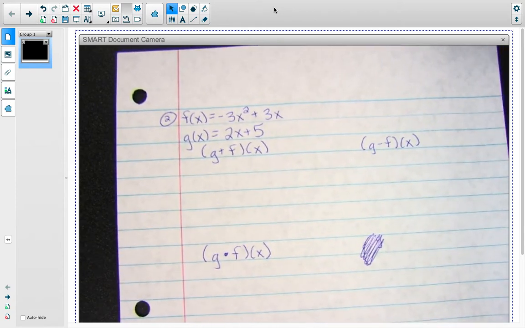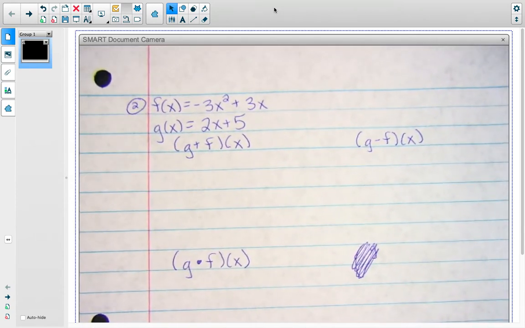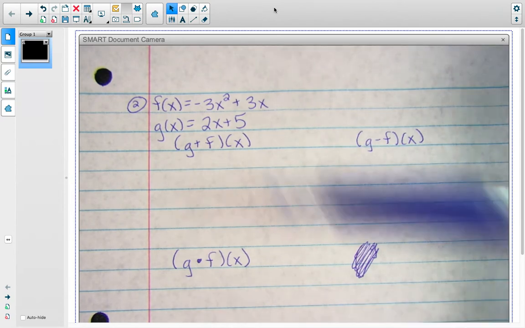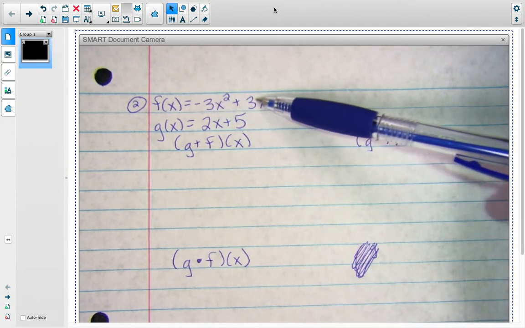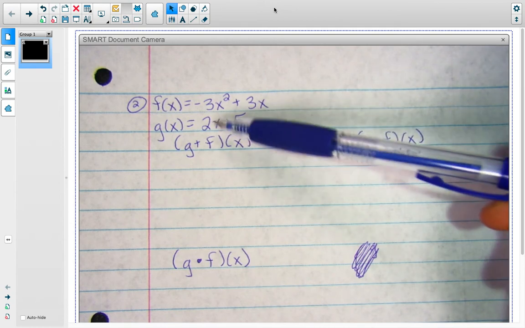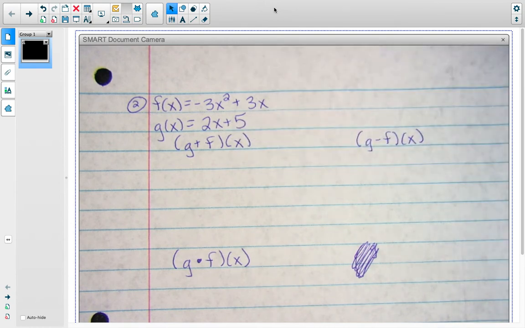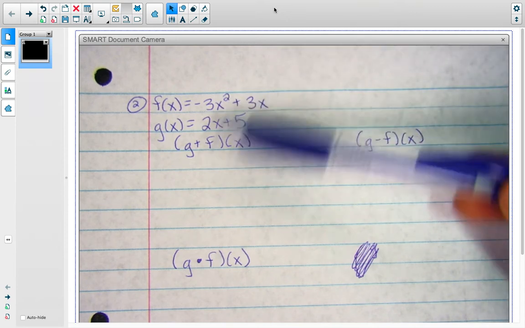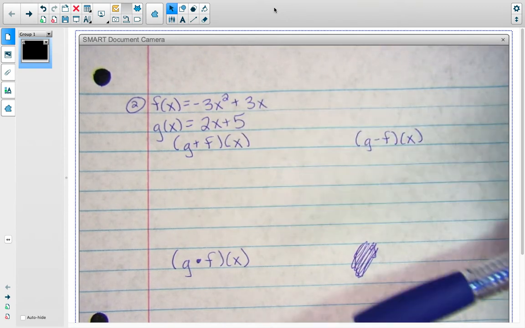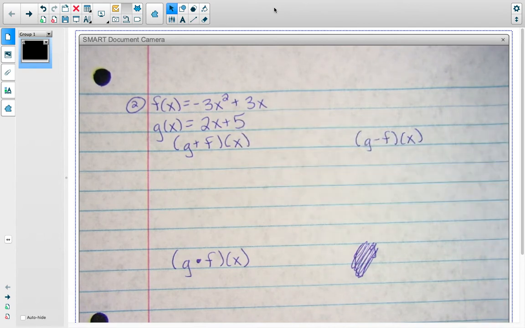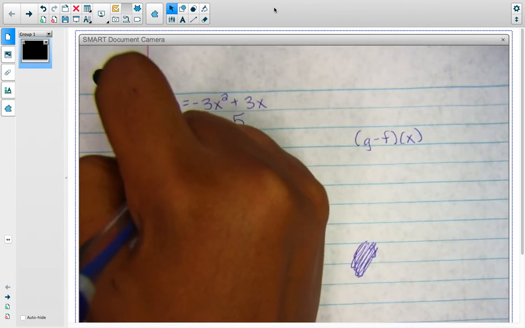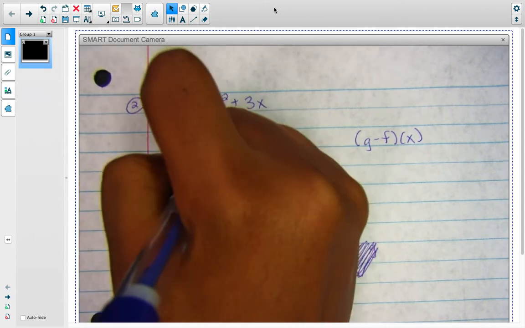So now we have two new functions, but we're still going to go through the same steps. We're going to add these two functions, subtract them, multiply, and divide them. Negative 3x squared plus 3x is my first function, and 2x plus 5 is my second function. Again, you might look at these and see, okay, nothing goes with the x squared, bring it down. 3x plus 2x is going to be 5x. Nothing goes with the 5, bring it down. But there's also nothing wrong with just recopying the two functions that you're working with.